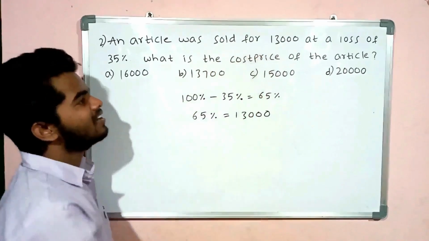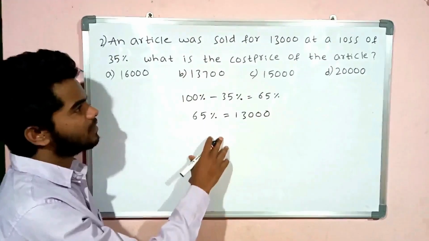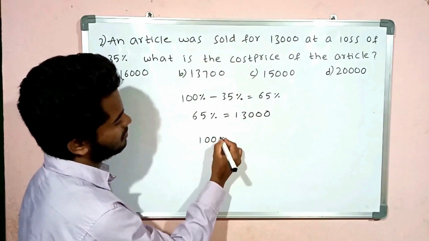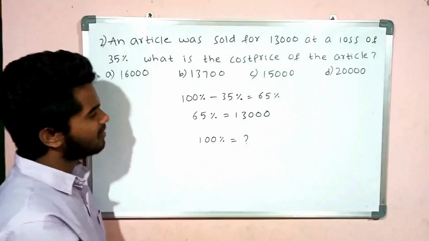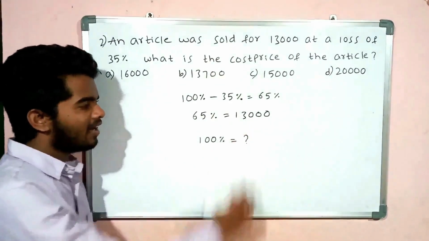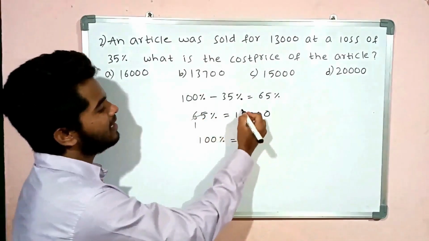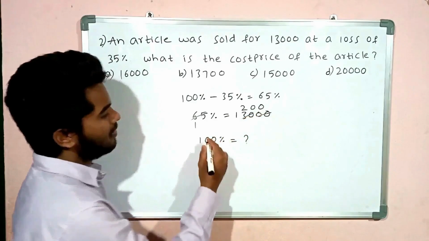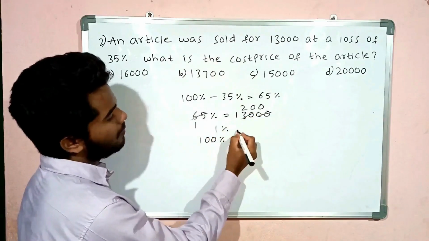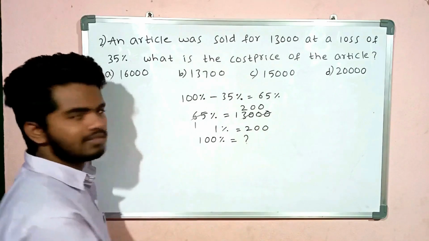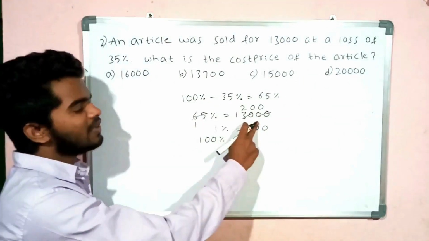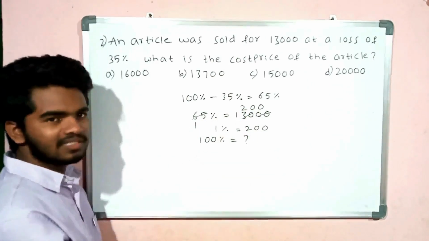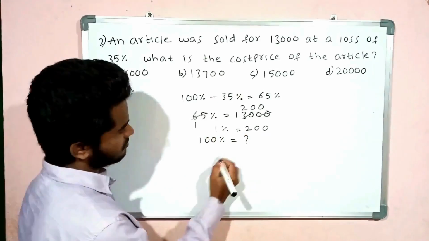Article was sold for 13,000. What is the cost price of the article? Cost price of the article is 100% equal to question mark. 65 is double 130. So 65, 1 times 65, 2 times 130. 2 zeros, 2 zeros. 65% equal to 13,000, so 1% equal to 200.